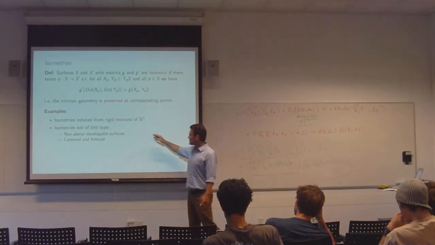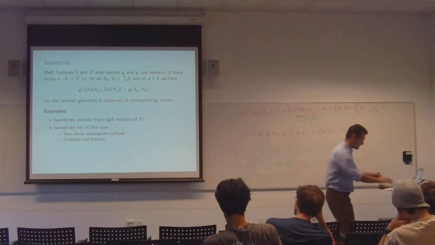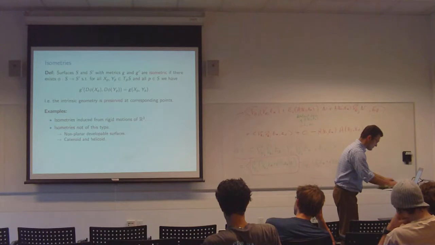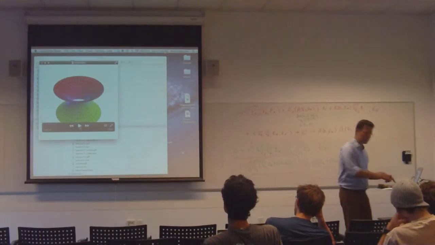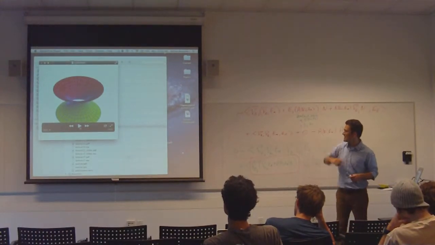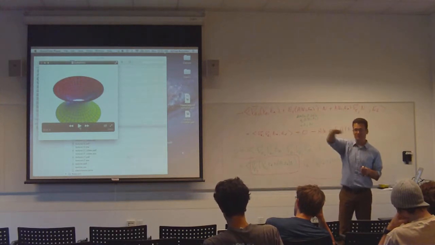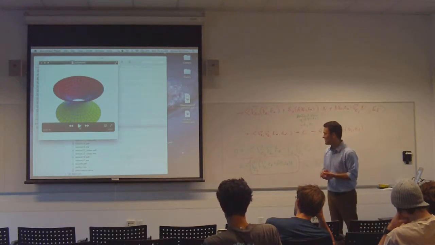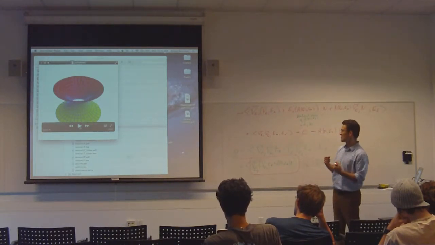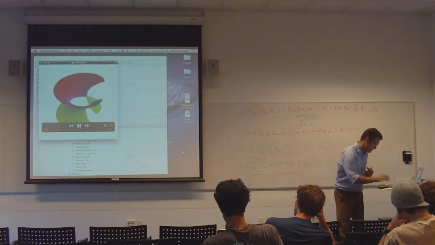You do have isometries which are not from rigid motions. Here is a nice one. It turns out the catenoid, which you see right there, is isometric to the helicoid, which is a spiral staircase surface. There's a natural isometry, which I'm going to play for you in a second. In fact, it's an intrinsic deformation.